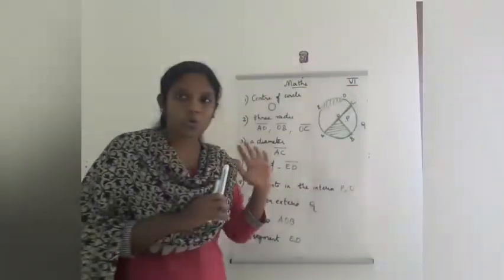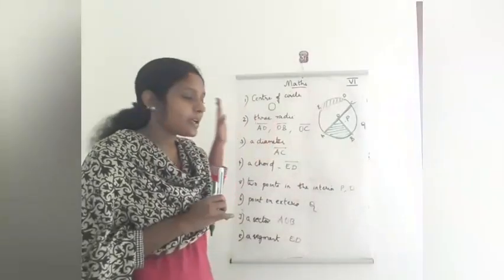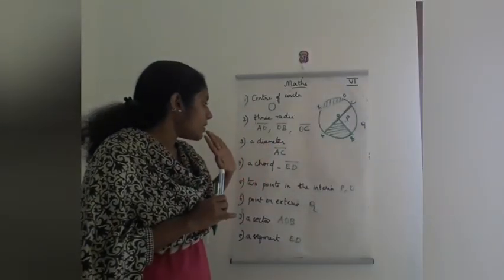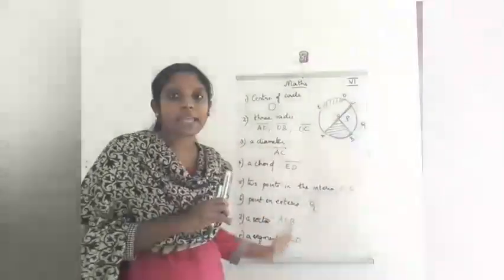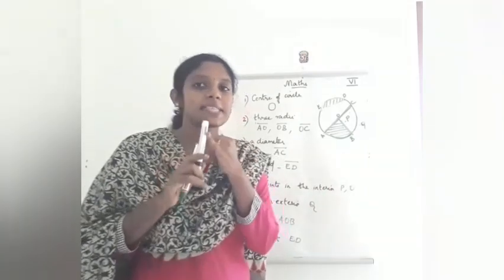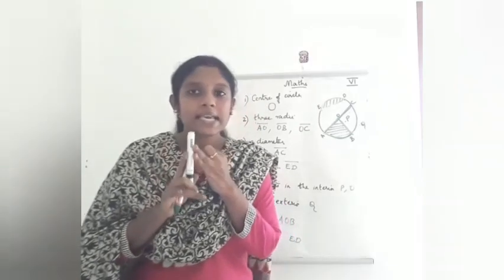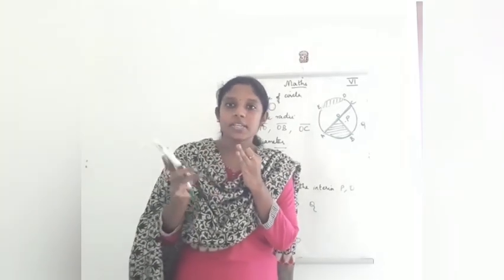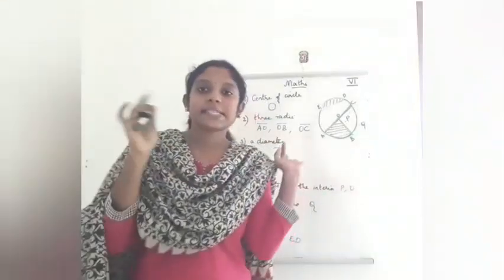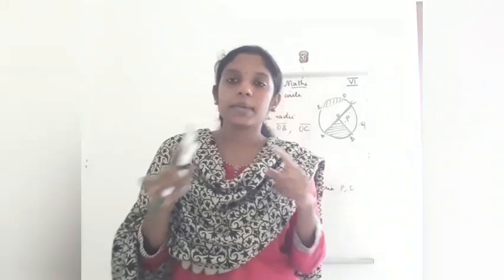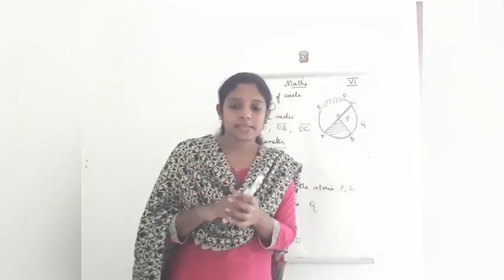There are only these many terms in this portion. All the terms are included: center of the circle, radii, diameter, chord, 2 points in the interior, 1 point on the exterior, sector and segment. So don't get confused between sector and segment. Clearly learn it properly, what is a sector and what is a segment. A segment is a region in the interior of the circle which is formed by an arc and a chord. A sector is the portion formed by an arc and 2 radii. Okay. Now we will move to the second question.